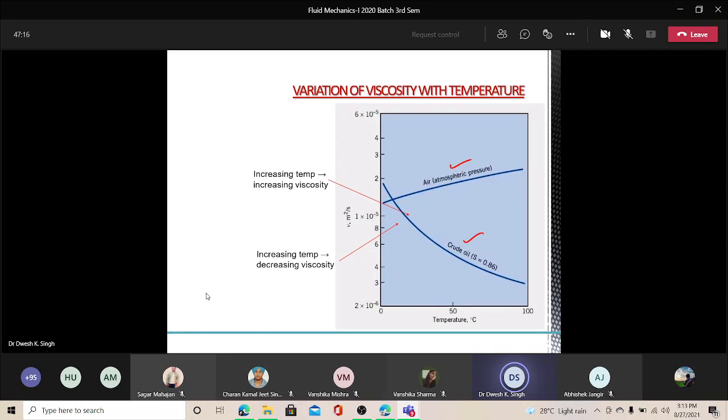I'm just showing a trend, how the viscosity varies with the temperature, one for a gas and one for a liquid. So you can see from these two how the viscosity of the gas increases, and how the viscosity of this oil, the liquid, decreases. Okay.